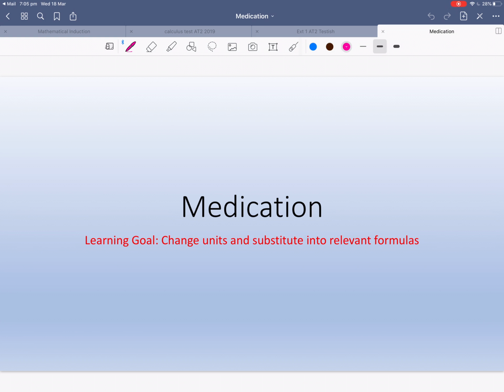Alright, so this lesson is called medication, and what it is, it's algebra, but it's used in the context of medication. So the main skills that we're learning that are new are we're going to change units and substitute into relevant formulas. There are a few relevant formulas, but they will be given to you when we use them. If the question requires you to use a relevant formula, they'll be given to you. So that will occur here as well. Like any time, you can pause, write this down, make sure you write this title, learning goal, and date.